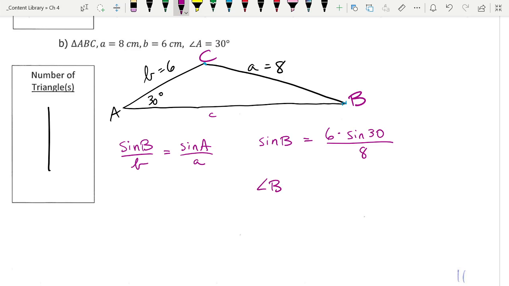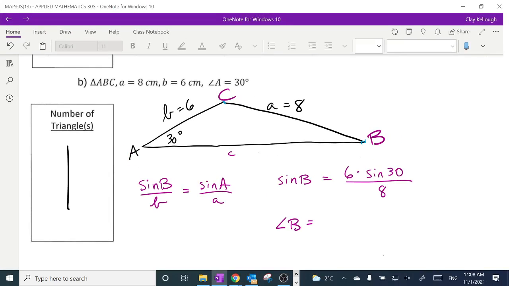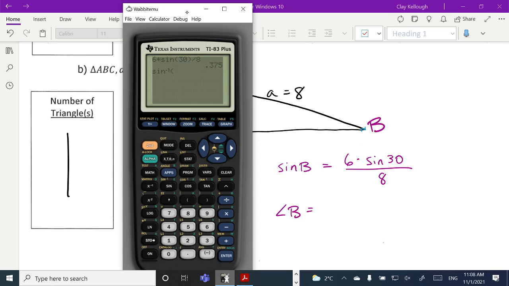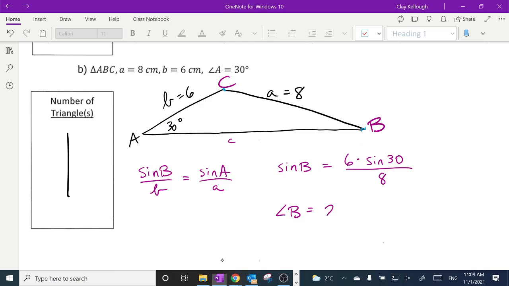And again, I'll skip a step. I'll just go right to angle B. And here I'll just bring the calculator up and punch buttons. So 6 times sine 30, close bracket, divided by 8 equals, and then I will inverse sine that. Move up a bit. There we go. Answer. 22.02 degrees. I'll just round it to the nearest degree. Okay, solved. 22. Now what?